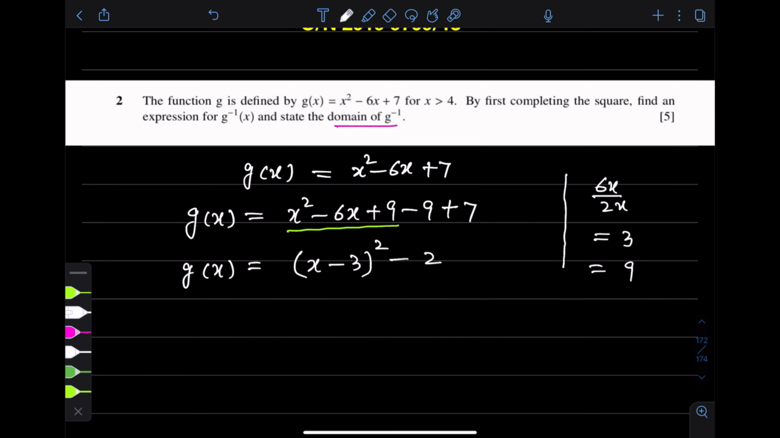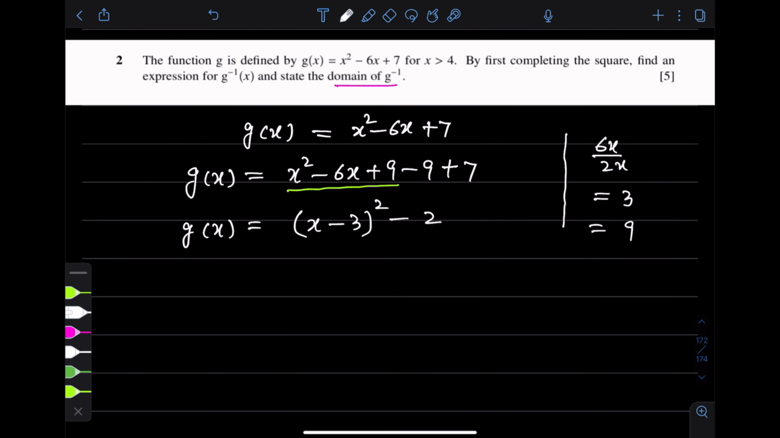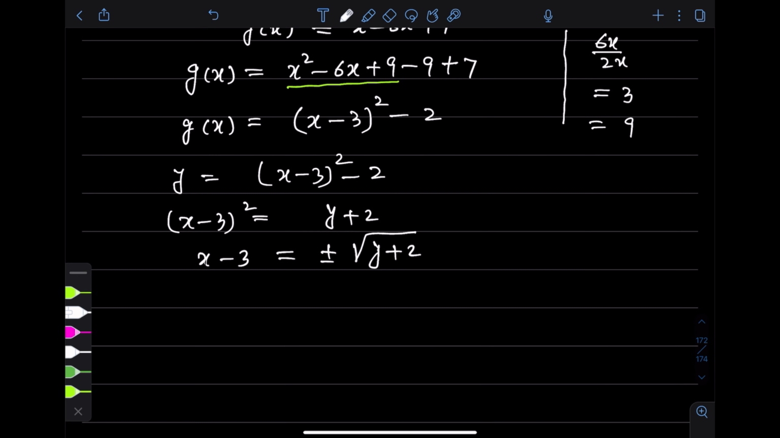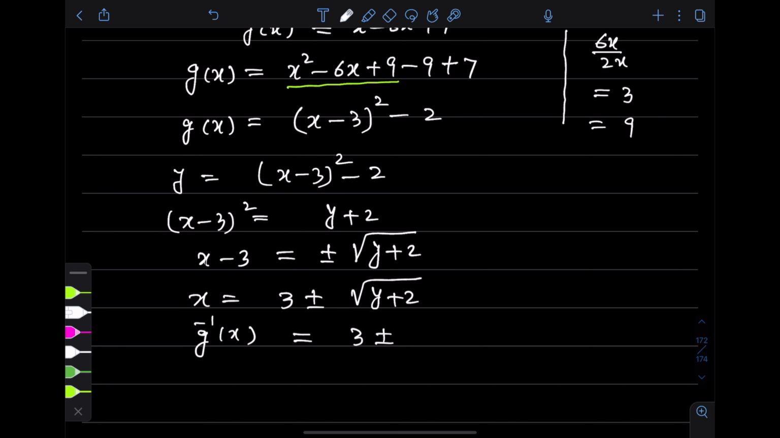To find g⁻¹(x), first we put g(x) = y = (x − 3)² − 2. So (x − 3)² = y + 2. Taking the square root, x − 3 = ±√(y + 2), so x = 3 ± √(y + 2). So g⁻¹(x) will be, replacing y by x, 3 ± √(x + 2). This is g⁻¹(x).